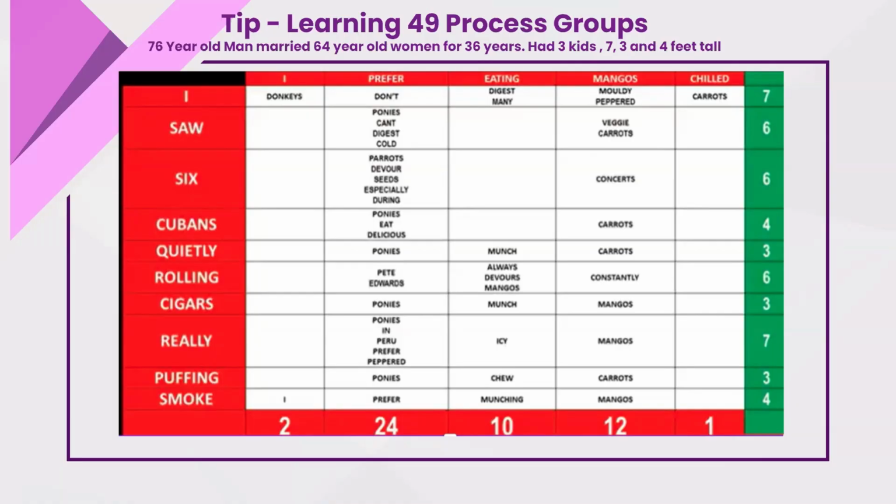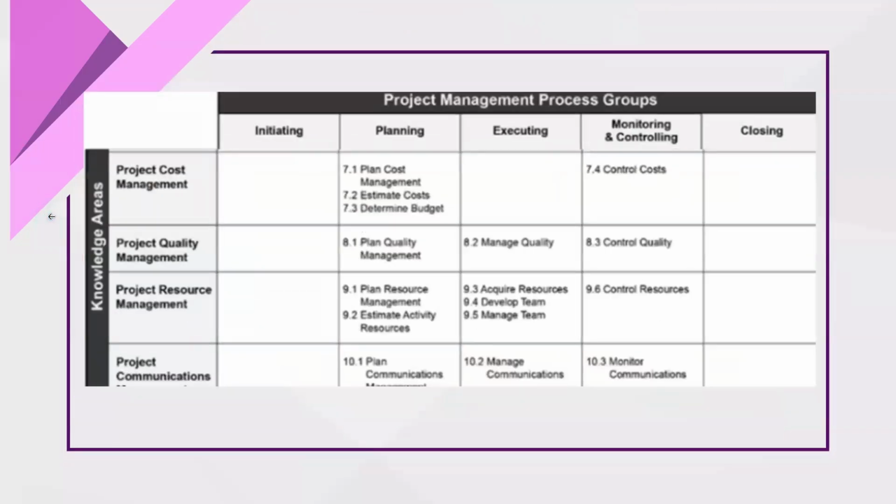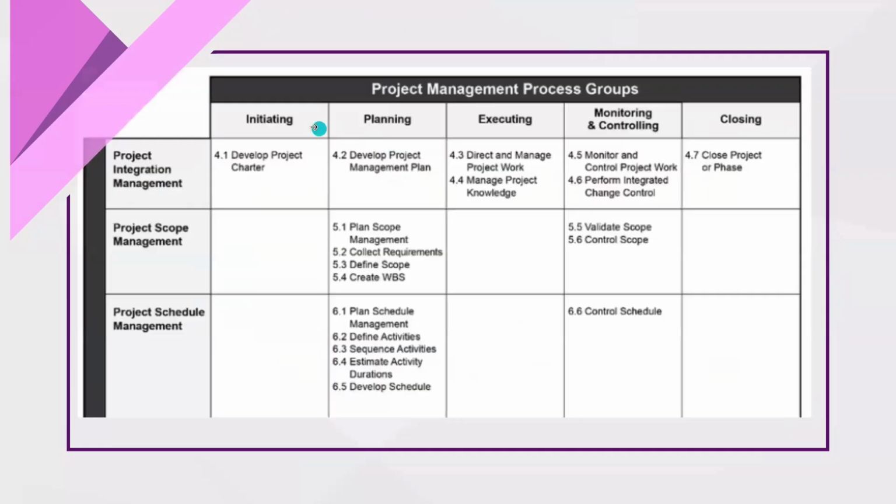So let's look at the bigger picture of what it is all about, and then I will also talk about these tips here. We start with the structure. Before trying to memorize all 49 processes, the first thing is to understand how they are organized. They are distributed across 5 process groups and 10 knowledge areas. Go back to the earlier slide. These are the 5 process groups: initiating, planning, executing, monitoring and controlling, and closing. So it's all about understanding these 5 process groups, and then we talk about the 10 knowledge areas as well.